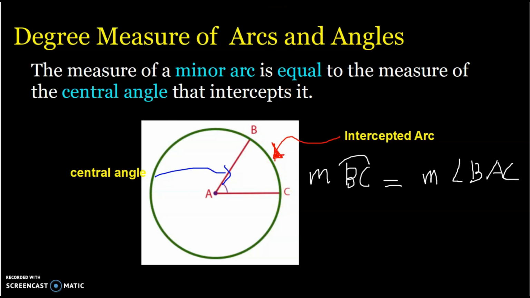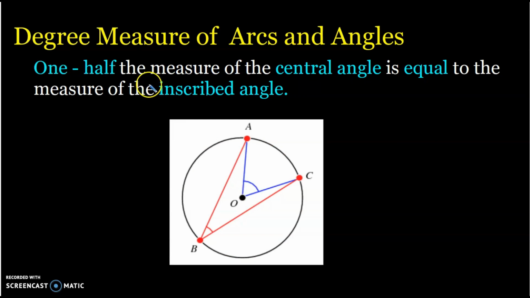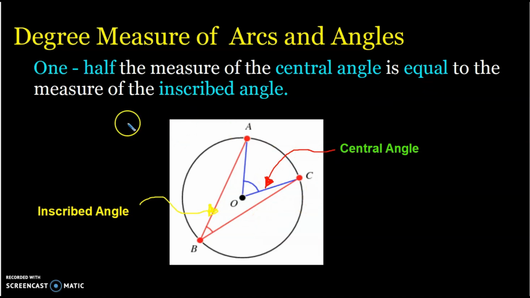Okay? Let's proceed. The next one is 1/2 the measure of the central angle. So, here in the given figure, ang central angle natin ay yung blue. Okay? So, central angle natin yan is equal to the measure of the inscribed. Okay? AOB is our central and ABC is our inscribed. So, if we're going to write in symbols, we write the measure of, let's start from the inscribed, of angle ABC is half the measure of angle AOC.